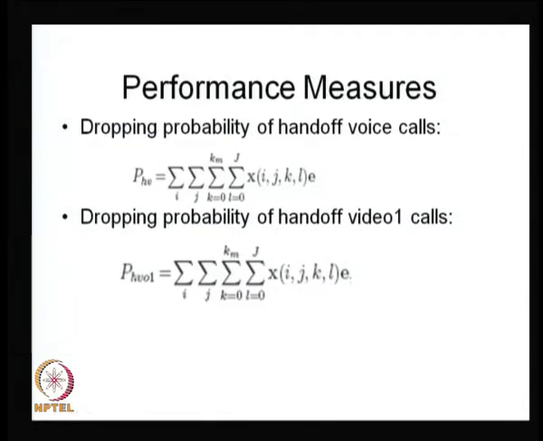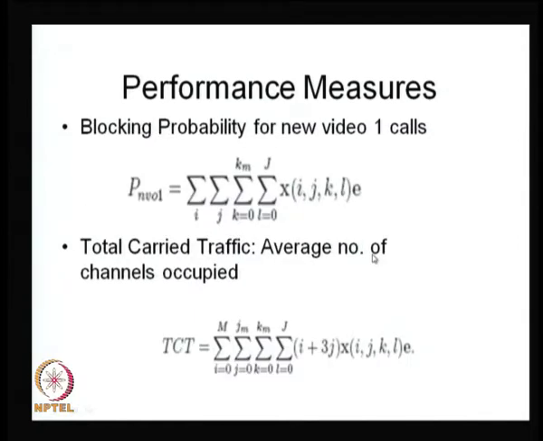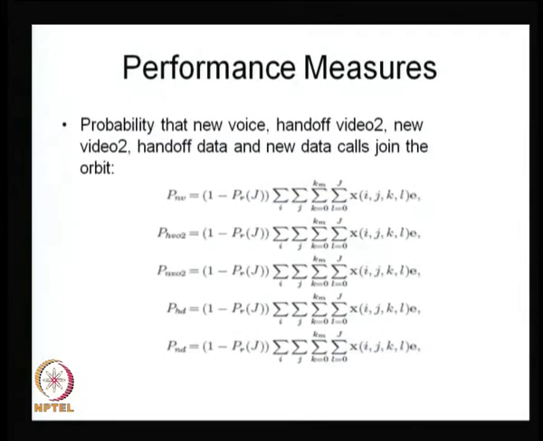Once you know the steady state probability, you can get the blocking and the dropping probabilities. Since we have 3 types of calls, we can analyze the blocking and the dropping probabilities for the various traffic, and also we are discussing the retrial and orbit and so on.